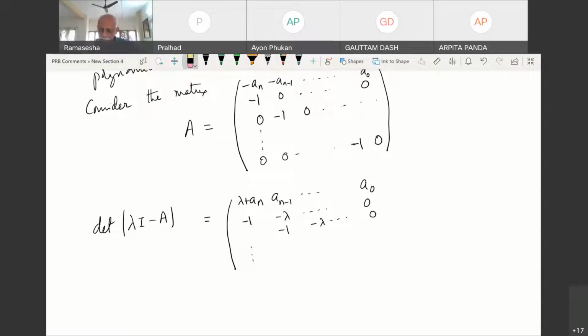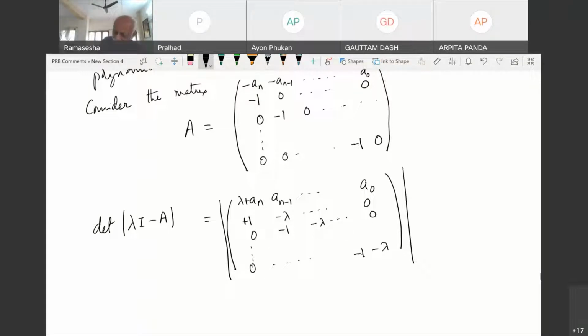Okay, so I have a minus 1 minus lambda. Okay, and then I'll have 0 etc. This one minus. Determinant of this is what I'm looking at. Okay, what I'll do is let me multiply the first column by lambda and add it to the second column. Okay.